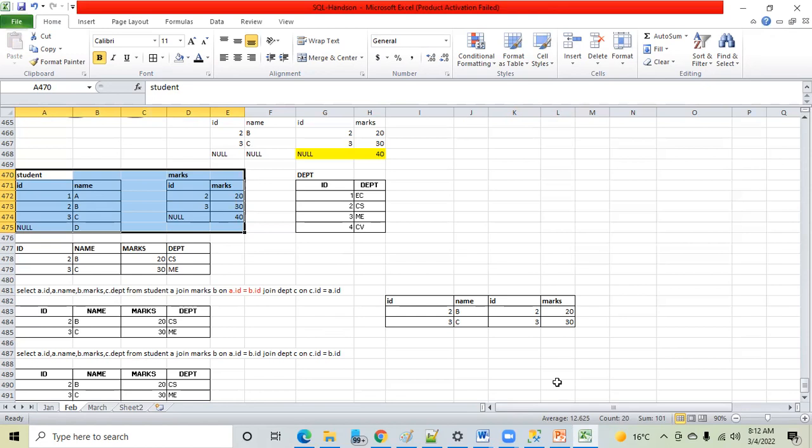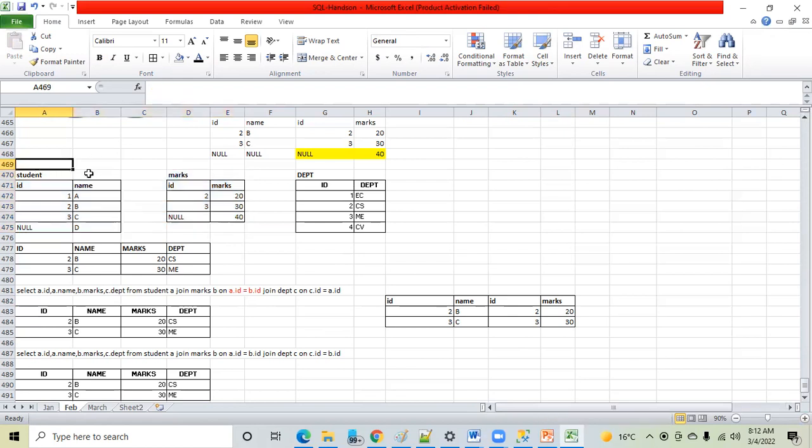If this is not clear, I will try to explain it from another perspective. This is A, this is B, and this is C. I've joined A and B, these two, and this is the output of the condition A dot ID is equal to B dot ID. This is one way. Then you have C dot ID is equal to A dot ID.